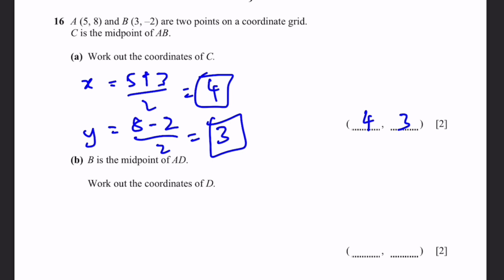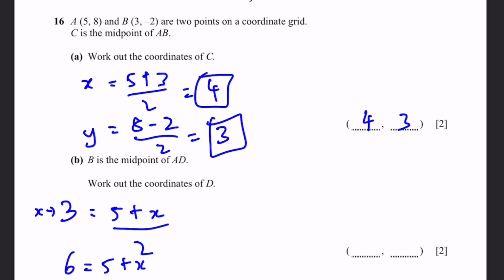Now we can do the same thing. So the point B, x value is 3. And 3 is equal to 5 plus something, the x value of D, and we divide by 2. When we solve this, 6 equals 5 plus x. X is equal to 1.